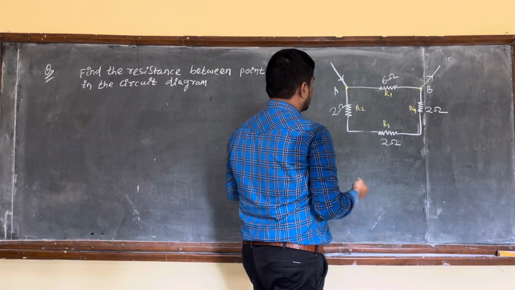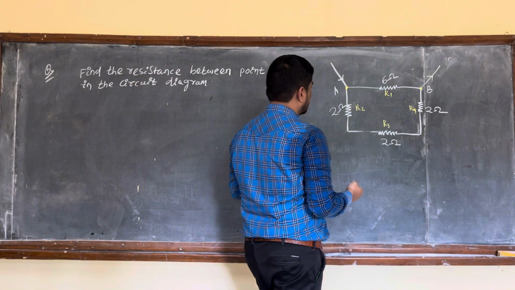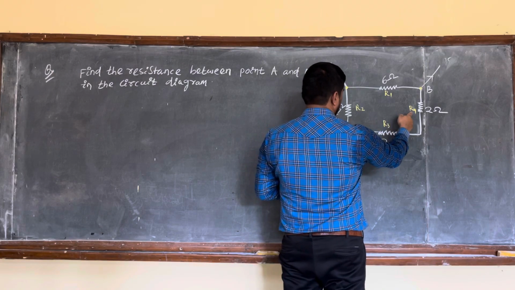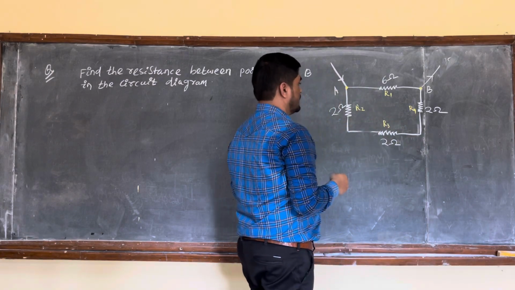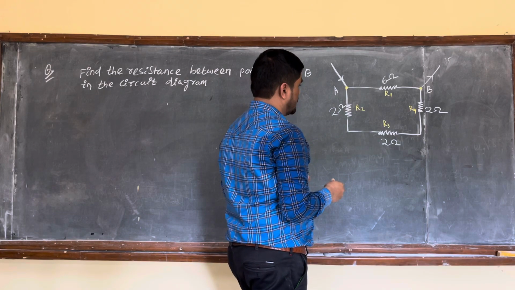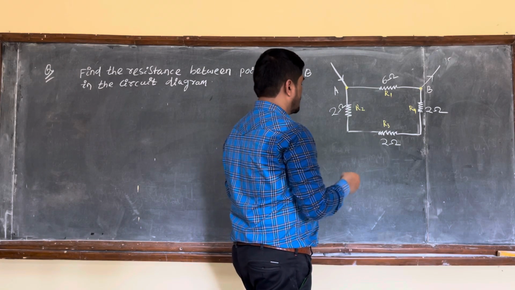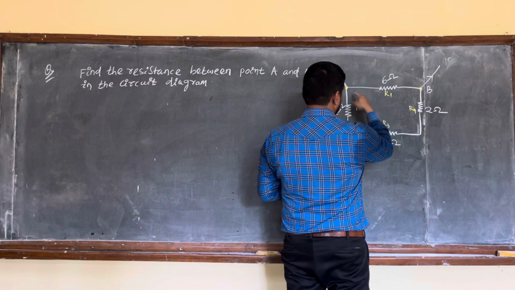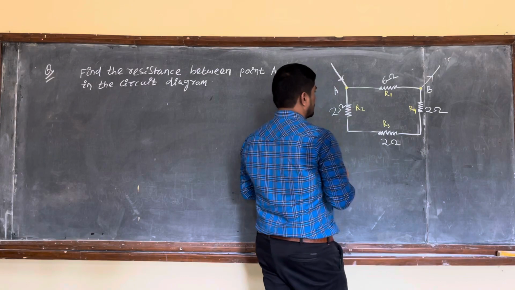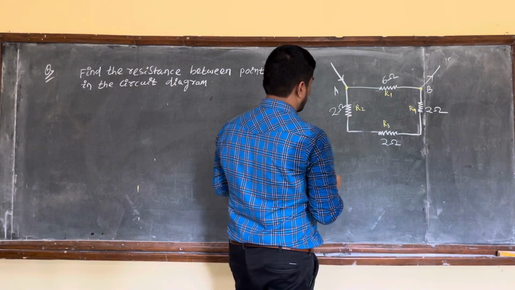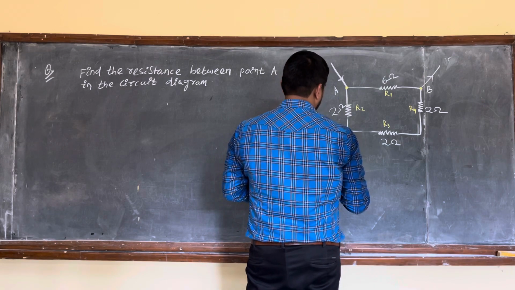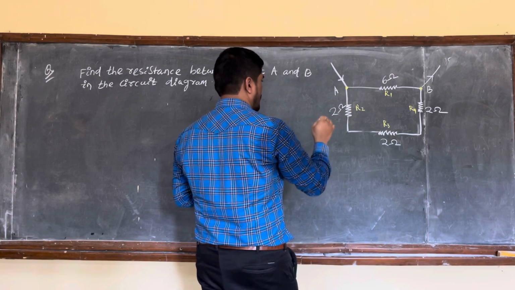And you can see here resistor 2, resistor 3 and resistor 4, they are connected in series with each other, and as a whole they are connected with resistor 1 in parallel. So first you have to find out the net resistance in series for resistor 2, 3 and 4.